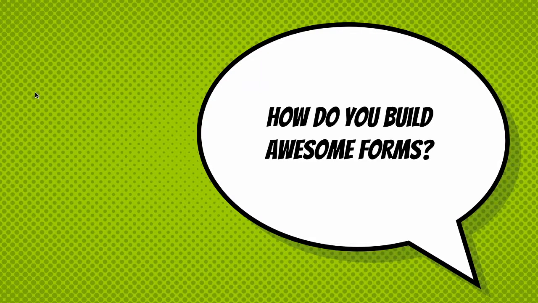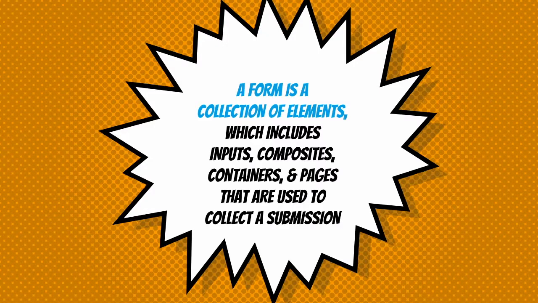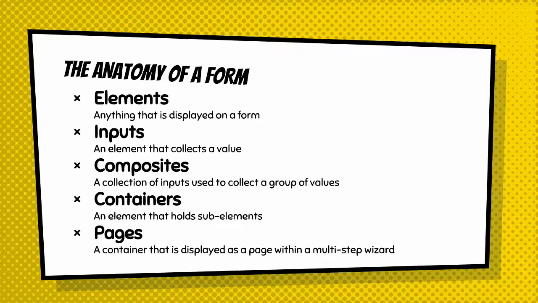So how do you build awesome forms? Well, there are elements for that. And a form is a collection of elements. And these elements include inputs, composites, containers, and pages when you're building a multi-step form that are used to collect a submission. And this is like the anatomy of a form, but it's kind of important to emphasize this is kind of the anatomy of a page in Drupal, is everything's an element.